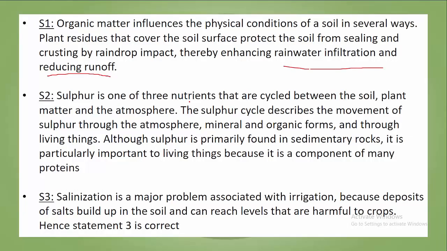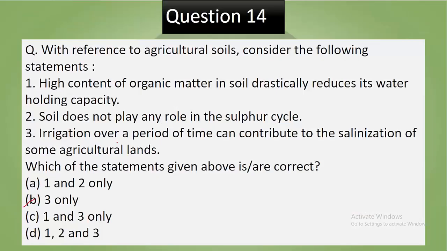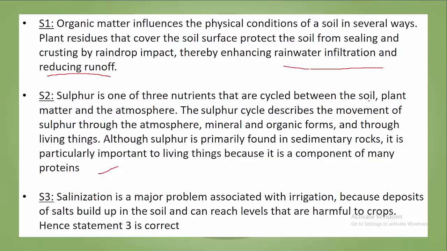Second statement, sulfur is one of the 3 nutrients that are recycled between the soil, plant matter and the atmosphere. The sulfur cycle describes the movement of sulfur through atmosphere, mineral and organic forms and through living things. Although sulfur is primarily found in sedimentary rocks, it is particularly important to living things because it is a component of many proteins. So therefore your statement second was also wrong. You are left with only one option, that was statement 3.